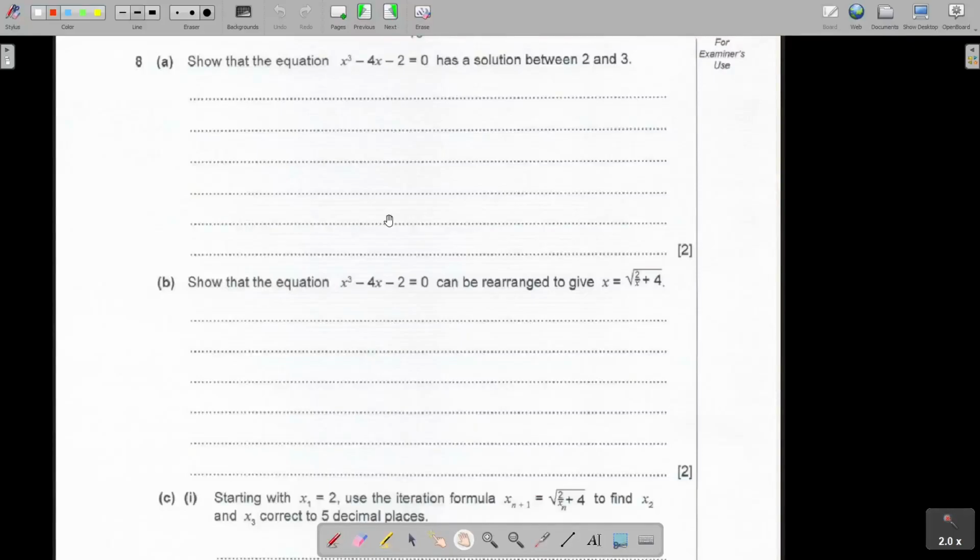Question number 8. Show that the equation there has a solution between 2 and 3. Now, as soon as you see solution, that means roots, then you think, where did we do this kind of thing? Oh, it's the last chapter. Can you recall that? Chapter 13, Numerical solutions of equations.